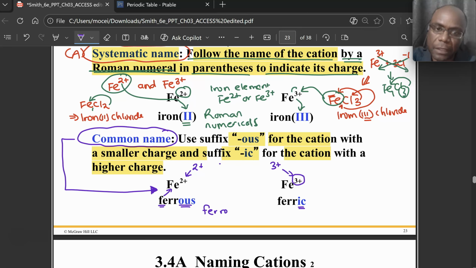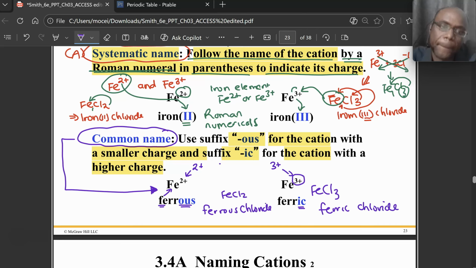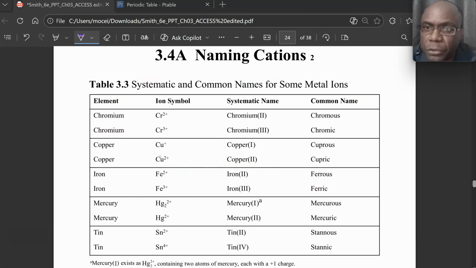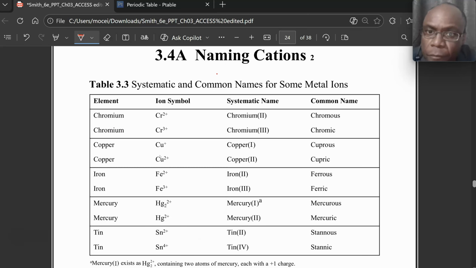So, for example, FeCl2 can be called ferrous chloride, while FeCl3 can be called ferric chloride. Those are common names, making it simpler for the common man. Here is a table showing you just how that rule is applied.